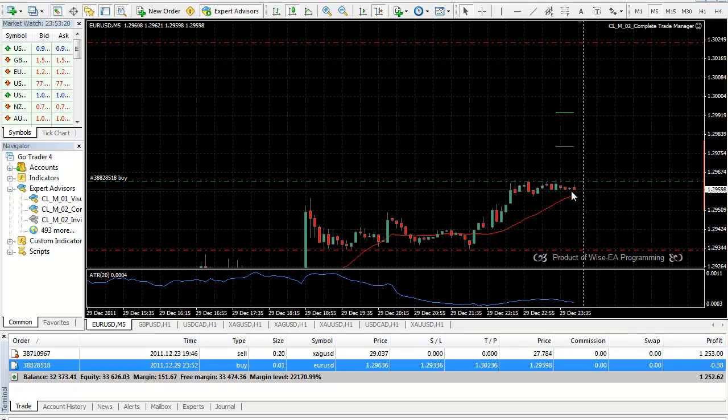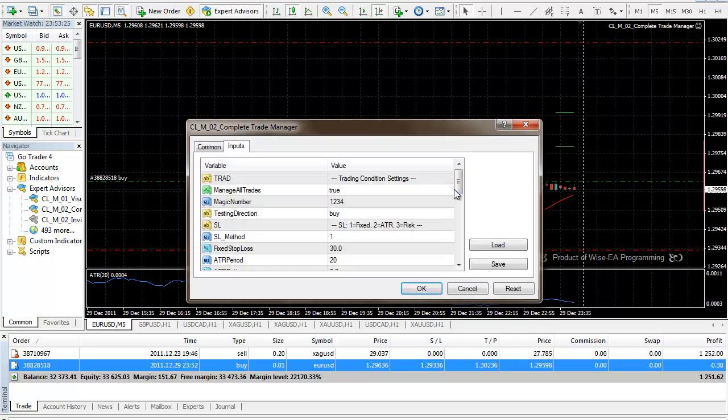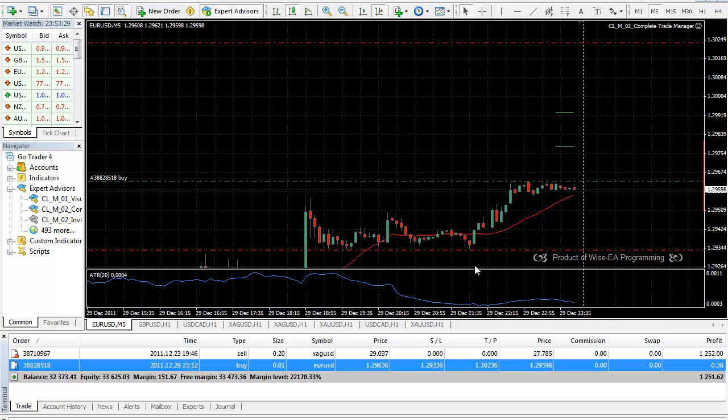I have so many options, I don't even remember. Let's see, stop. Oh, okay. And the third option is to determine the stop distance based on your lot size and the amount of your account capital you want to risk. This is our initial stop loss.